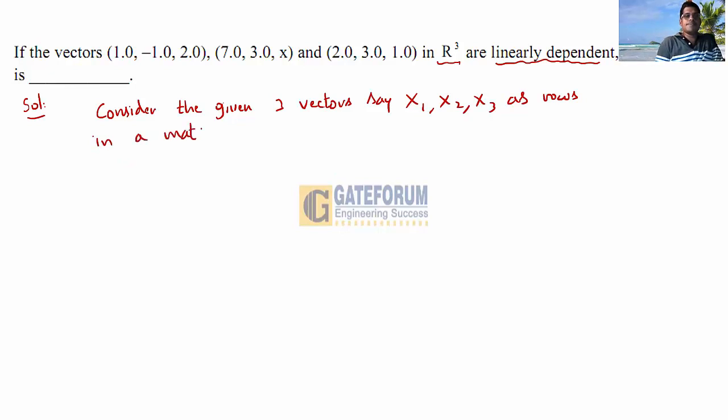Okay, so that means A is equal to, you will be getting 3 rows for the 3 vectors: 1, 0, 1, 2, 0, 2, 7, 0. I can write integer part, that is integer. 1, minus 1, 2 is the first vector, first row. Second vector elements in second row: 7, 3, x. Third vector elements in third row: 2, 3, 1.